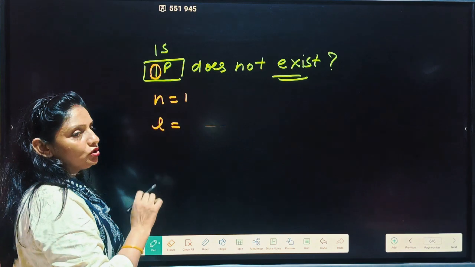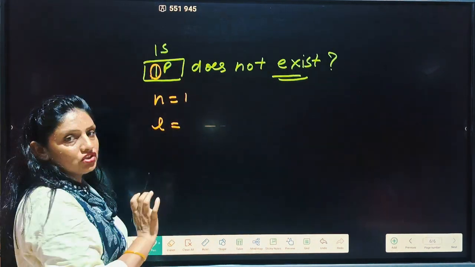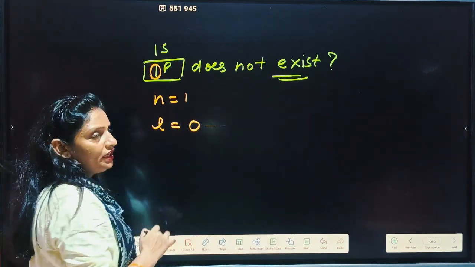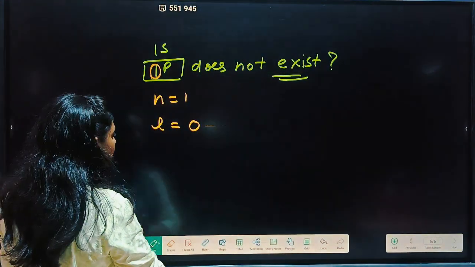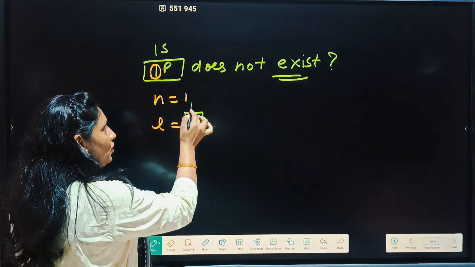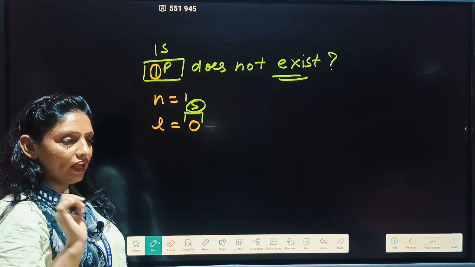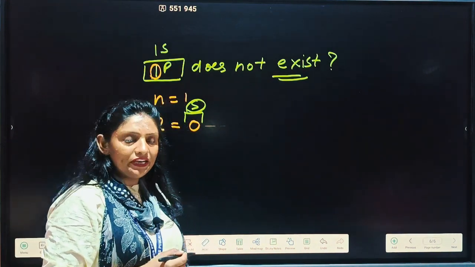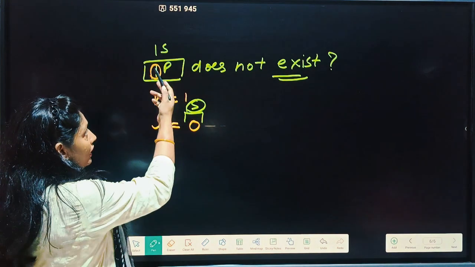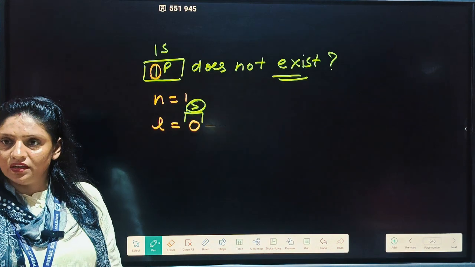It exists 0 to n minus 1. So n minus 1 is 1 minus 1, 0. Means its value may be 0. But students, you know very well, this value of L, 0, it is for S orbital, not for P. For P orbital, this value must be 1. Clear or not? So students, 1s exists but 1p does not exist. Clear?